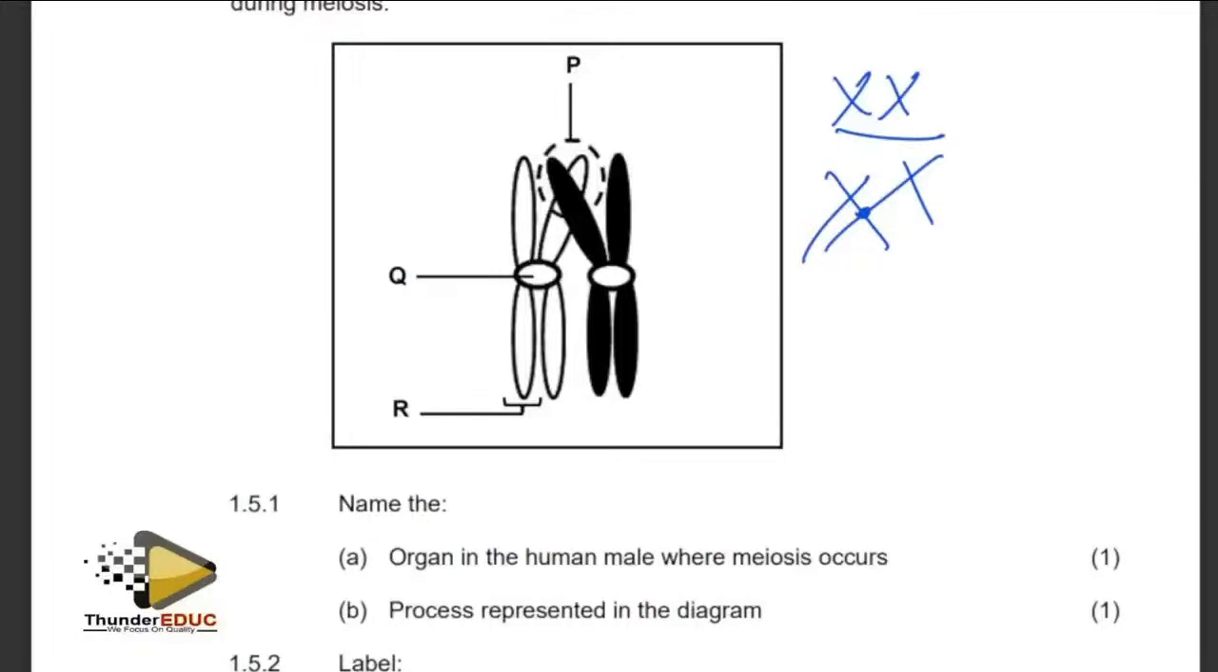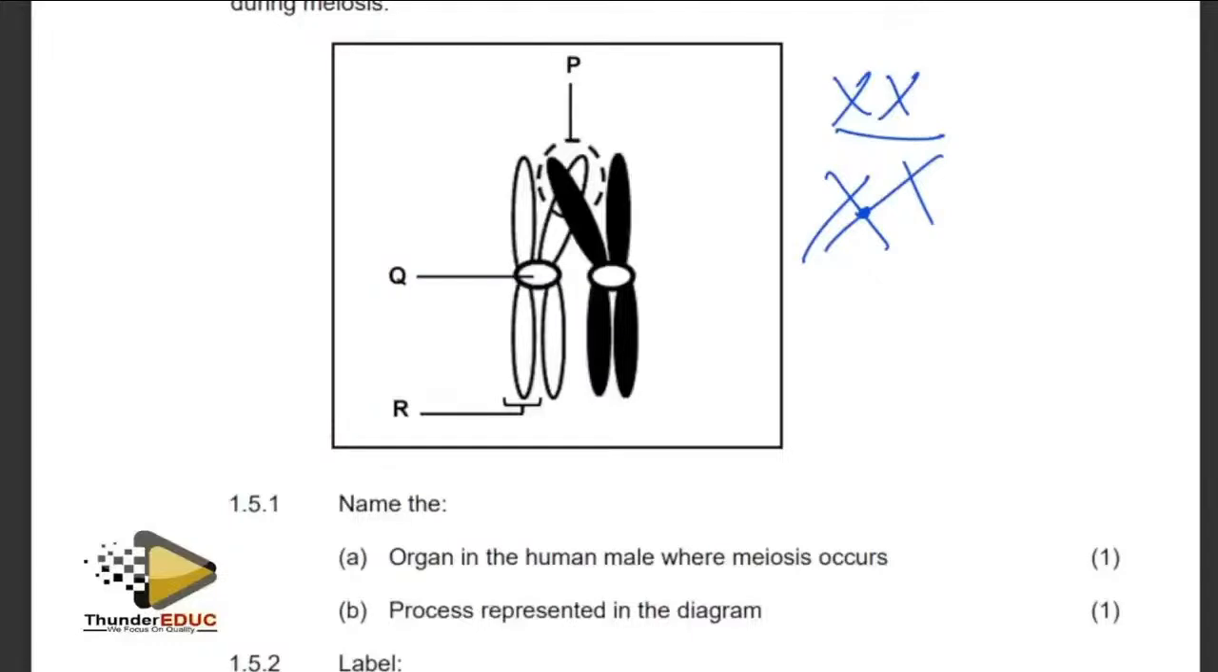When they exchange the genetic material, they split and form genetically different chromosomes. That's why I told you these are genetically different chromosomes. But these homologous chromosomes are not the same. They don't have the same genes, but they have the same location of the genes in their chromosomes. That is the meaning.